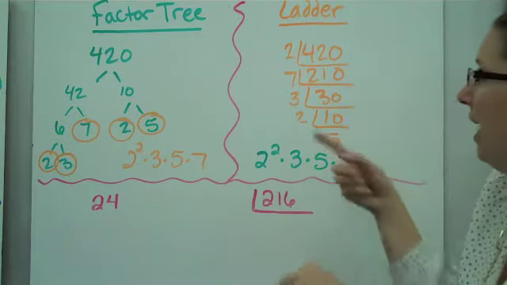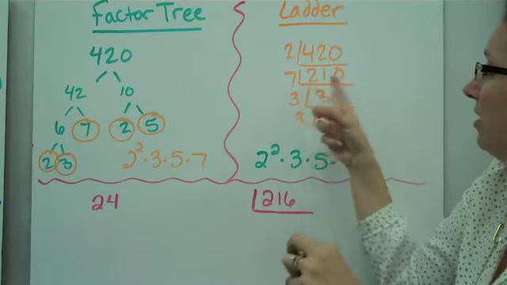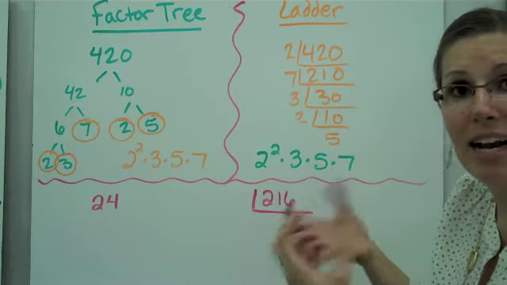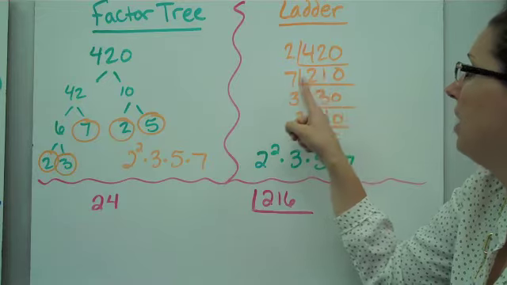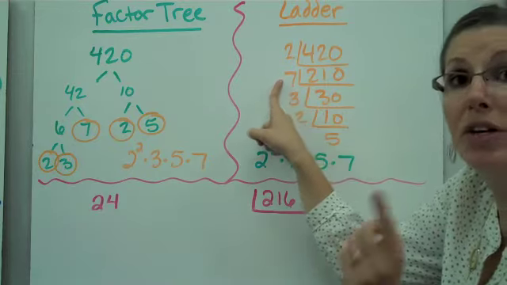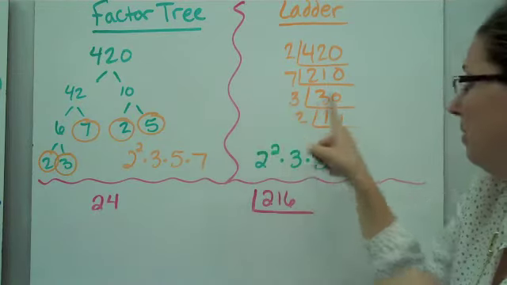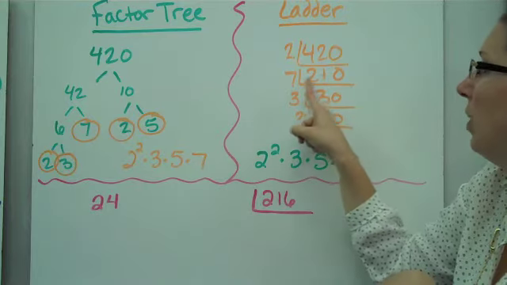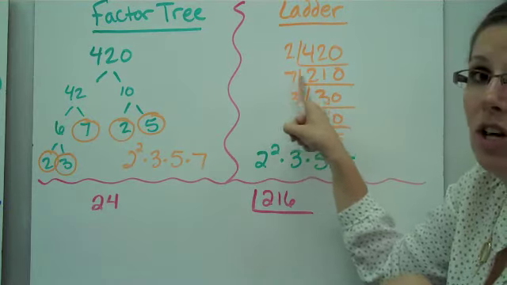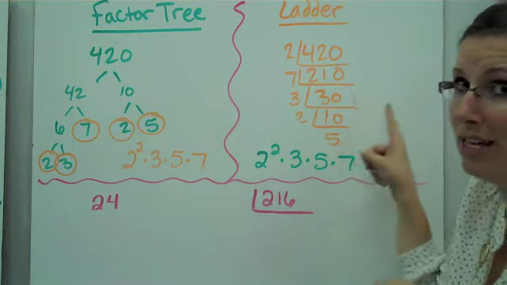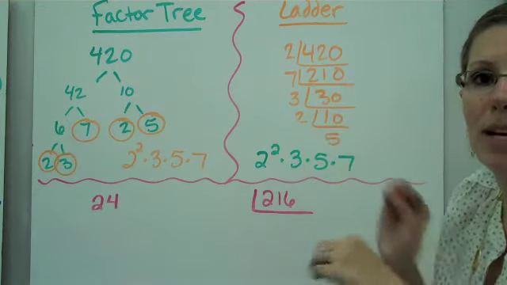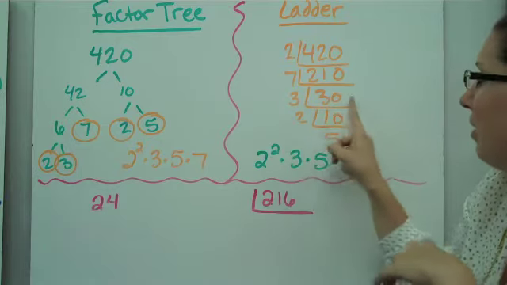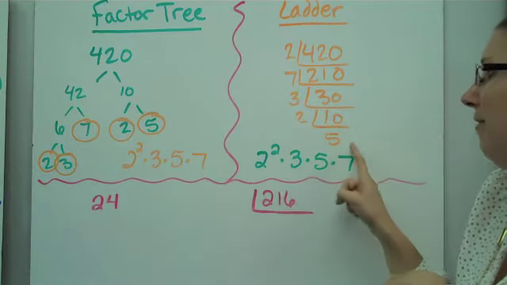Then break it down again. I saw 210 and I thought to myself, 21. 7 goes into 21 3 times, so 7 should go into 210 30 times. Then my work gets a little bit easier because I continue breaking it down. 3 goes into 30 10 times, 2 goes into 10 5 times.